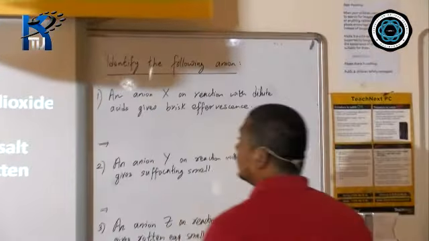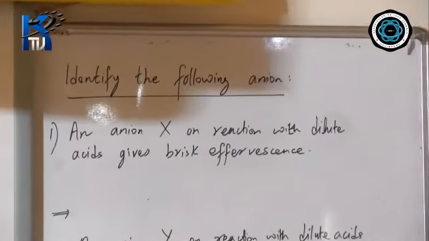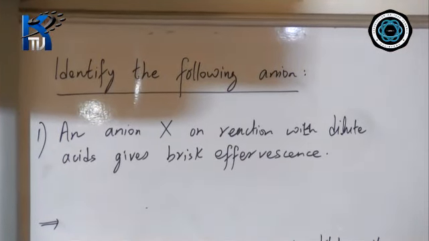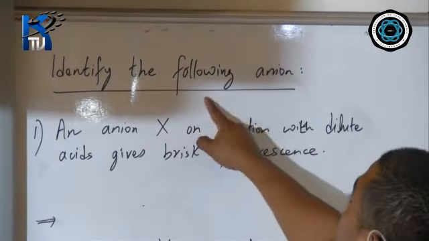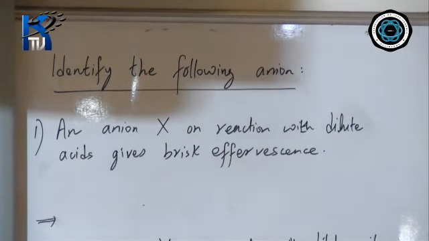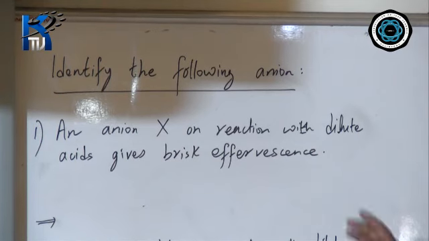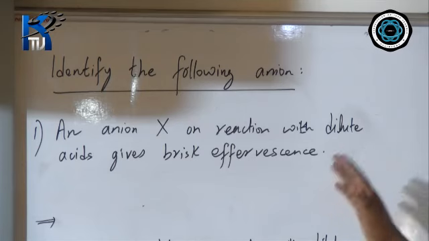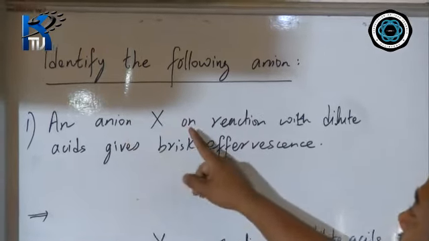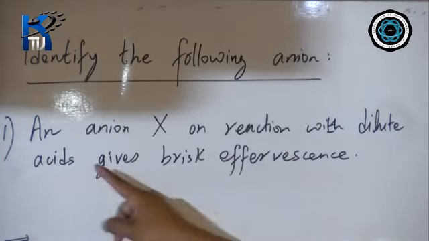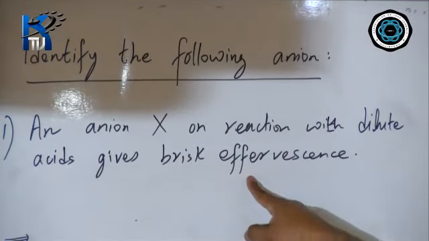Now we will see some questions related to whatever properties we have learned so far. Number 1, identify the following anion. This is the question pattern of ISC. I have seen such questions, so I am dealing with them with you right now. Identify the following anion. So you have to read the question properly. An anion on reaction with dilute acid gives brisk effervescence.